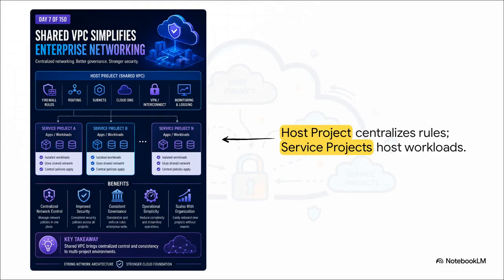Just look at the architecture at play here. That host project at the top acts as the centralized brain for your entire network. It handles all the heavy lifting, firewall standardization, routing, subnets, and your VPN or interconnects for that hybrid cloud integration. Below that, you've got your service projects. That's where the actual isolated applications live. And because those workloads sit on the shared network, the central policies from the host project just apply to them automatically. It's beautiful, really. Application teams just deploy their code, and the platform team ensures the pipes are secure.